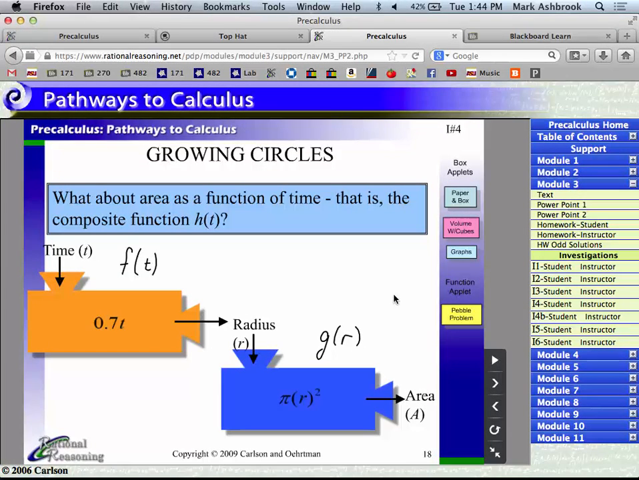Okay, the g function took the radius and gave us the area of that circle. So using this kind of process, I want you to find the area of the circle 4.2 seconds after the pebble hits.